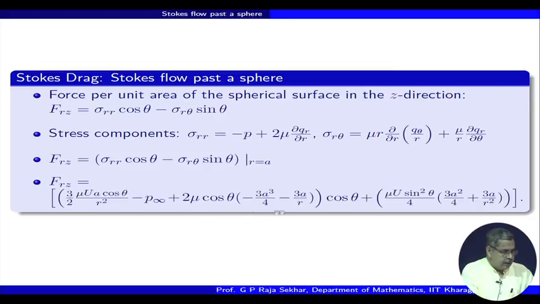So, F_r_z in detail. Again, this expression does not look very complicated, and it is very straightforward. We have all the ingredients and simply substitute and use some partial differentiation to get this. Okay.